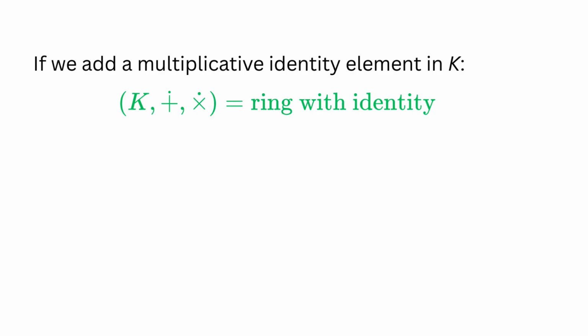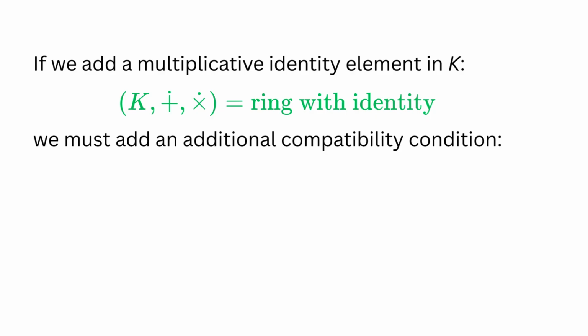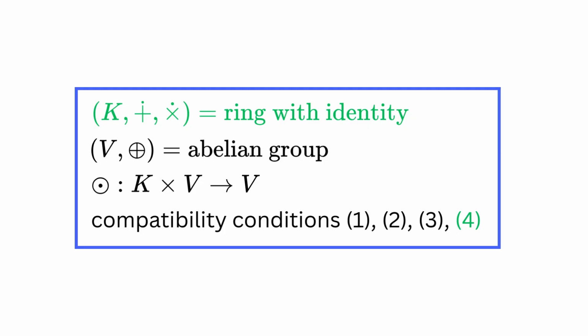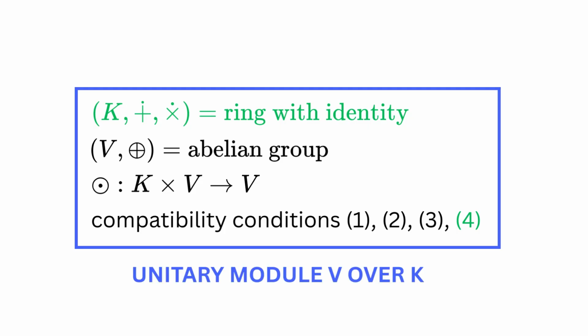If the ring is a ring with identity, we add an additional compatibility condition. Scaling any vector by the multiplicative identity element leaves the vector unchanged. In this case, we call the resulting structure a unitary module over K.